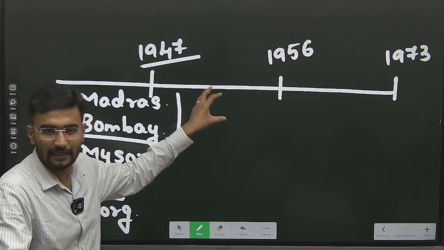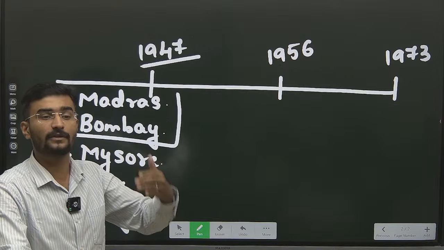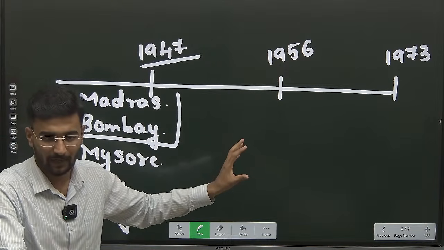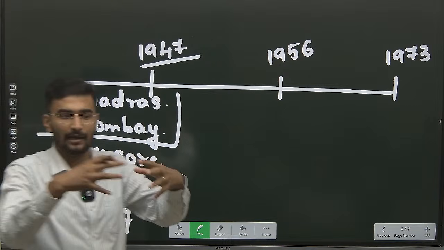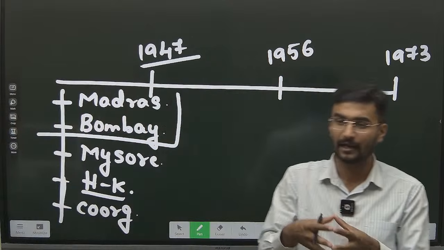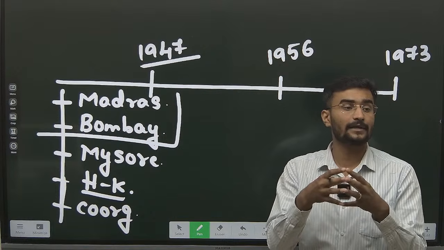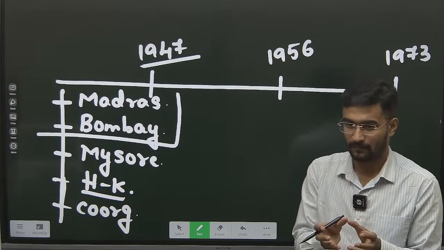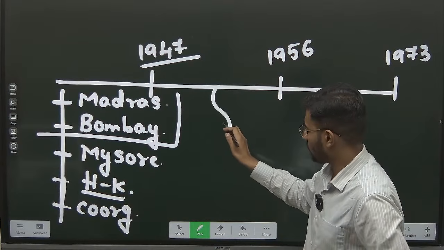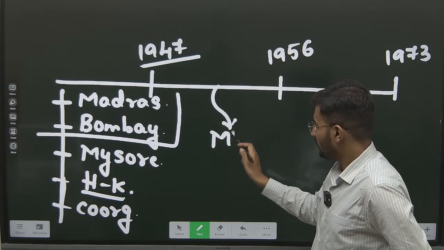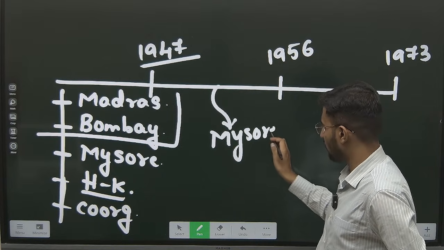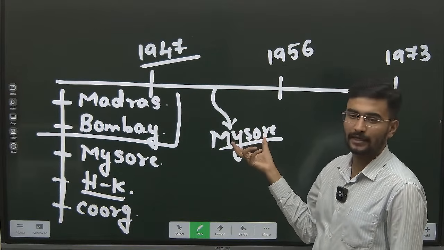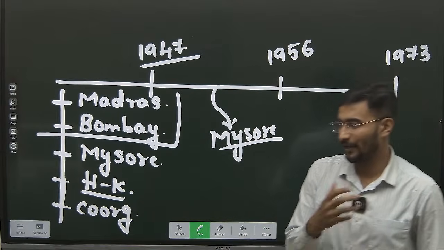Now after independence, all these 5 were integrated into which one? Integrated into a single territory, and that single territory we used to call as Mysore. Why Mysore? Why not the other things? After integrating all those things, why are we calling it Mysore? That's the question.